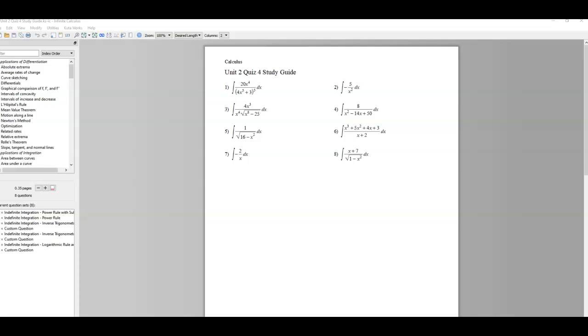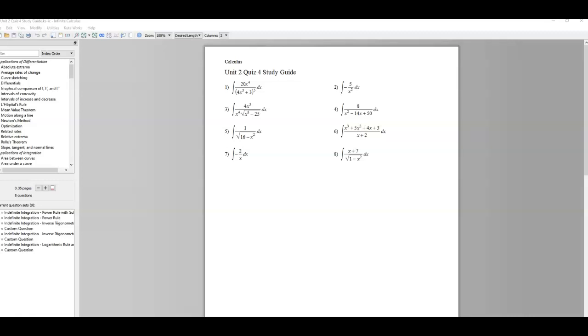All right, guys, welcome to Unit 2, Quiz 4. On this quiz, basically what we're doing is there's not going to be an FRQ this time around. We're just going to be seeing how well you can distinguish the different types of integrals that we've learned and know how to tell when to use which strategy.